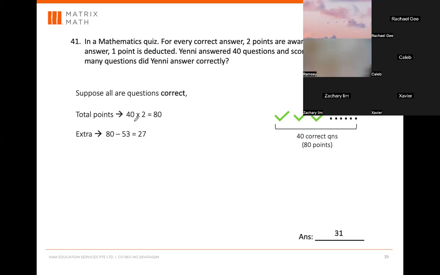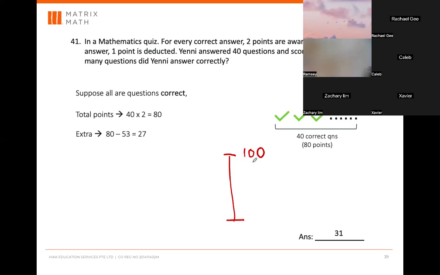Most of the errors were that students used 27 divided by 1 because every wrong question is 1 mark off. The answer is actually wrong, okay? And the good thing about supposition is that you can do a check after that. So first thing first, I give you a situation. Imagine you got full marks for your math exam, okay? You get 100 marks. Oh my God, so good, right?